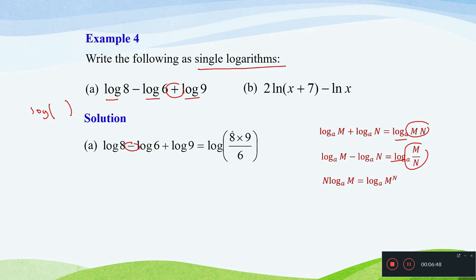From the minus sign, you change to divide. So 8 divided by 6. That's why 8 divided by 6. And then from the plus sign, you change to times. So that's why 8 times 9 and not 6.